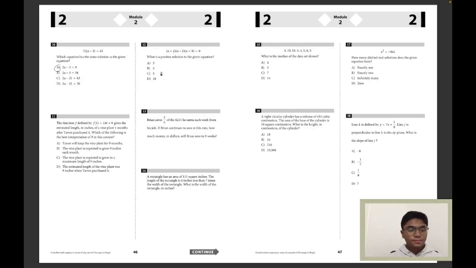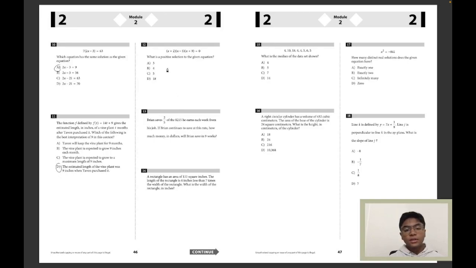So A. The function f defined by f of t is equal to 14t plus 9 gives the estimated length in inches of a vine plant t months after Tavon purchased it. Which of the following is the best interpretation of 9 in this context? What you'll see here is that when you substitute 0 for t, 9 is going to be the y-intercept. What that means is that when you had a t of 0, so when 0 months have passed, meaning when you first bought the plant, it was 9 inches long. So the answer is going to be D.